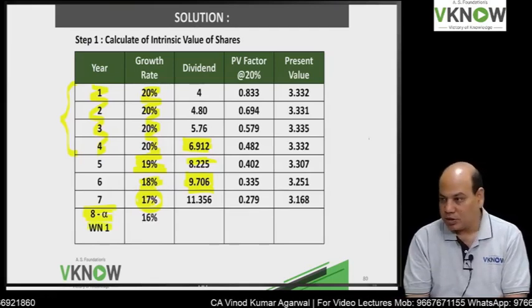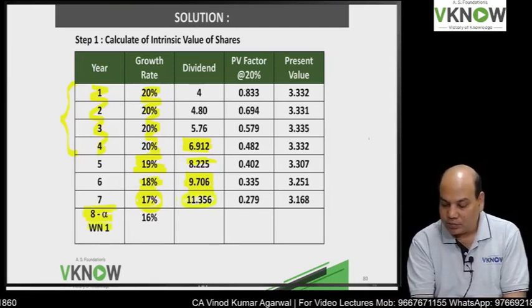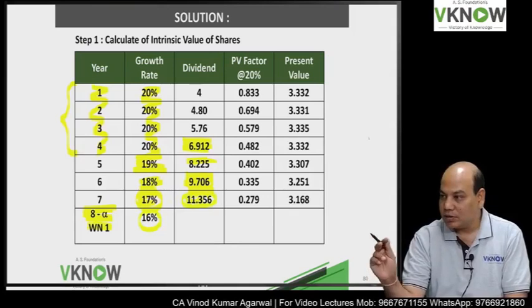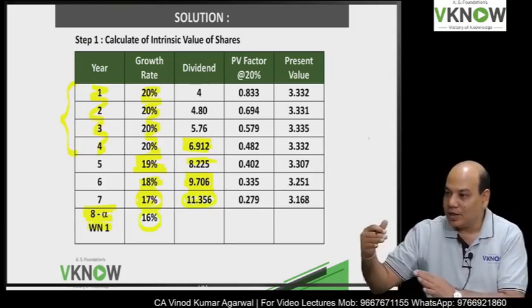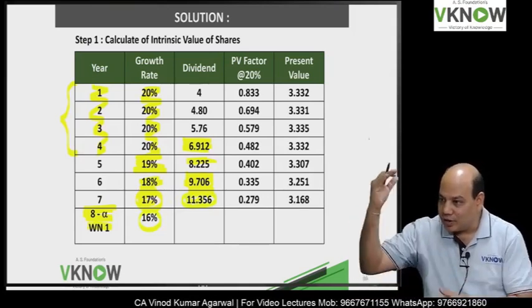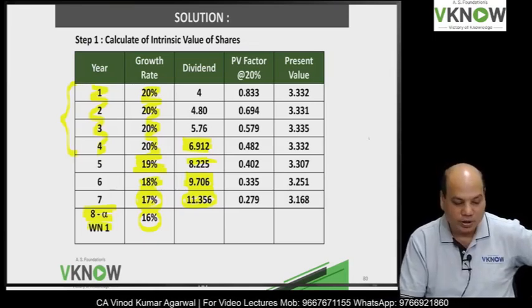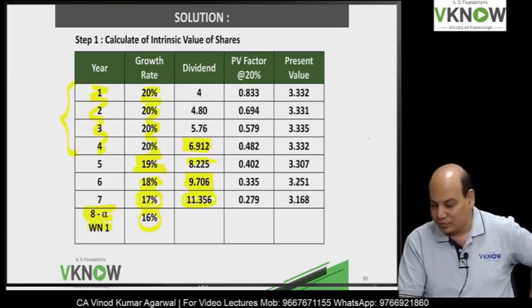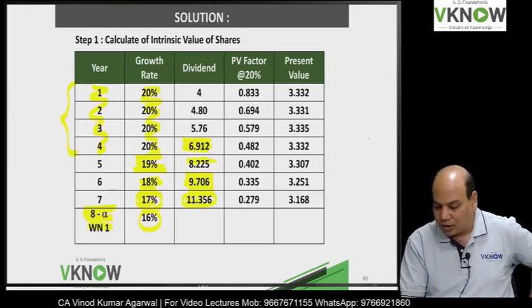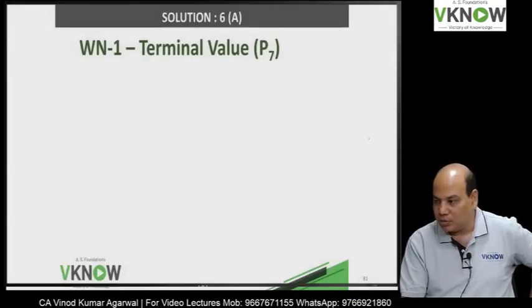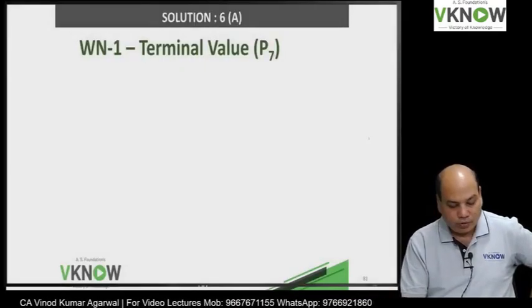The growth rate will be 16%. Now don't take this figure and plus 16. That will be only the 8th year, but 9, 10, 11, 12 till infinity, the dividend will continue to grow at the rate of 16%. So it becomes a perpetuity. So I will have to apply a formula below. Write down below, working note 1.